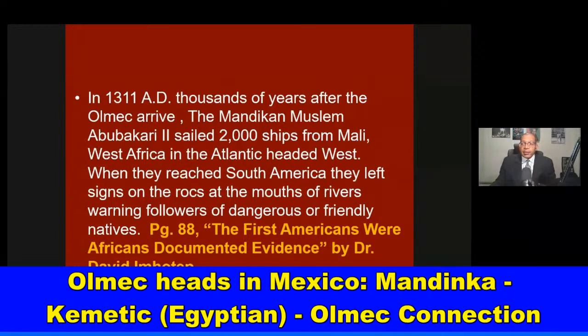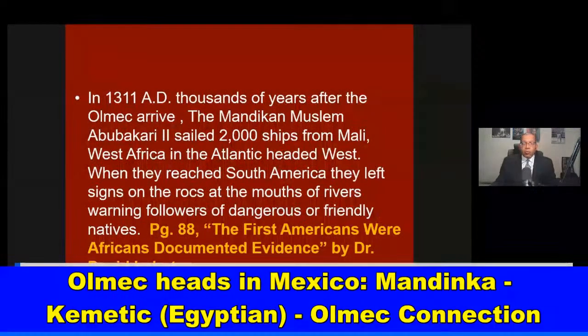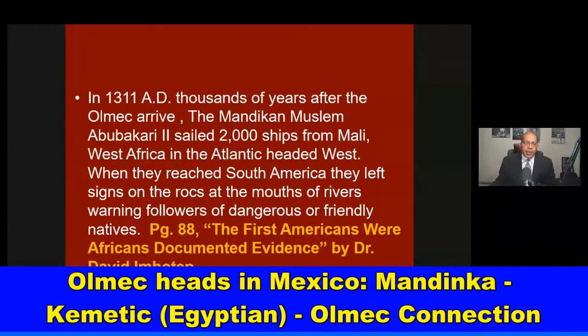Now, in 1311 AD, thousands of years after the Olmec arrived, the Mandinka Muslim Abu Bakr II sailed 2,000 ships from Mali, West Africa, into the Atlantic, headed west. When they reached South America, they left signs on the rocks at the mouths of rivers, warning followers of dangerous or friendly natives. Dr. David Imhotep talks about this on page 88 of The First Americans Were Africans, documented evidence.